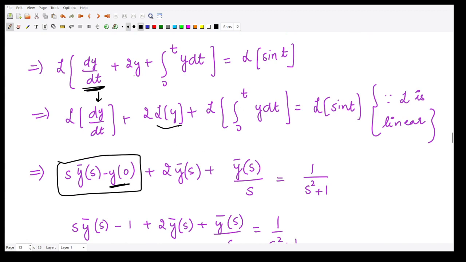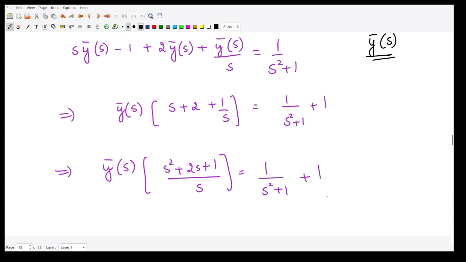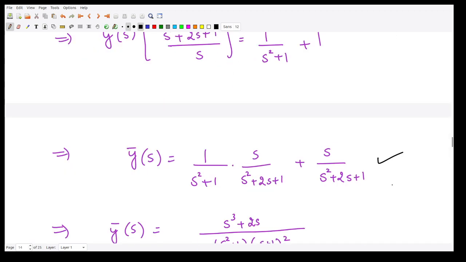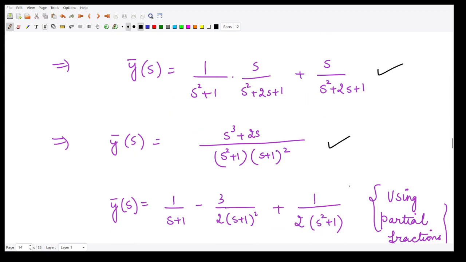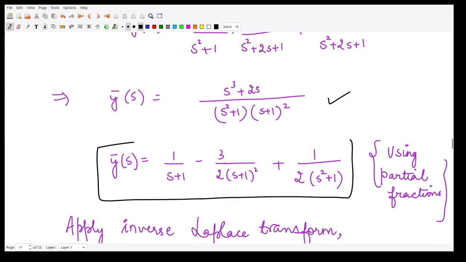And for the second term, the Laplace transform of y comes out to be y bar. For the third term, the Laplace transform of the integral comes out to be the Laplace transform of this quantity divided by s. And the Laplace transform of sine t comes out to be 1 divided by s square plus 1. So now we can simplify our expression for y bar s. So we can obtain its value. It comes out to be, after simplification, this term, right? So we can apply partial fractions and we can separate out the terms so that its Laplace inverse is calculated very easily.